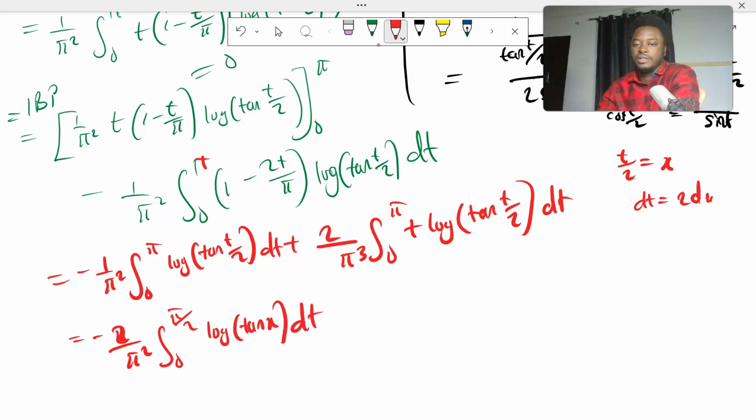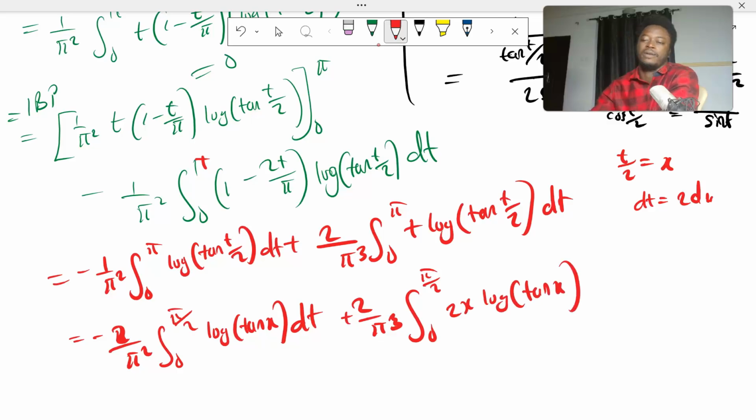and dt. Then on this side you have a 2 plus 2 over pi cubed, then you have the integral from 0 to pi over 2, then you have t, so you have 2x logarithm of tan x, then you have a 2 dx, right? 2 dx.